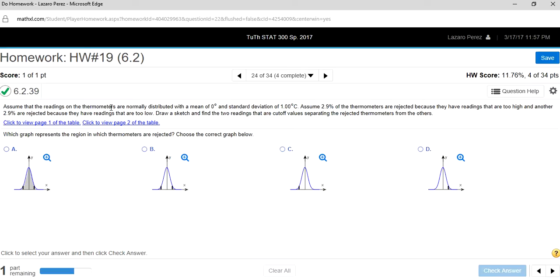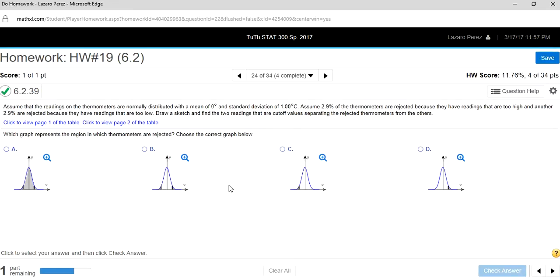Assume the readings on the thermometers are normally distributed with a mean of 0 degrees and a standard deviation of 1 degree. Assume 2.9% of the thermometers are rejected because they have readings that are too high, and another 2.9% are rejected because they have readings that are too low. Draw a sketch and find the two readings that are cutoff values separating the rejected thermometers from the others.